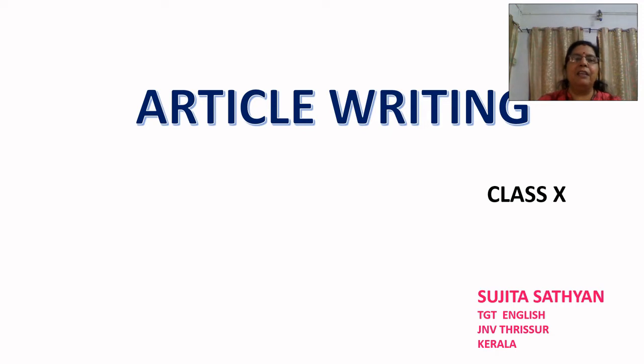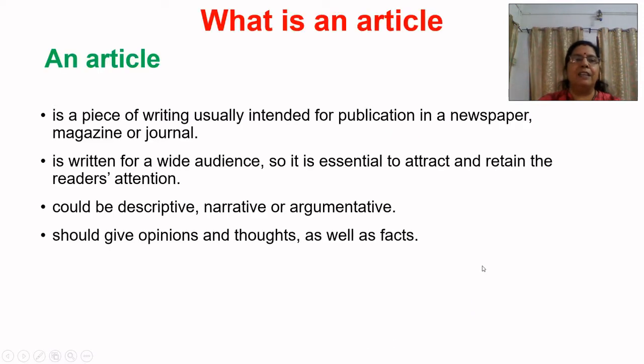So let us begin by knowing what is an article. An article is a piece of writing usually intended for publication in a newspaper, magazine or journal. It is written for a wide audience, so it is essential to attract and retain the reader's attention. An article could be descriptive, narrative or argumentative. An article should give opinions and thoughts as well as facts.